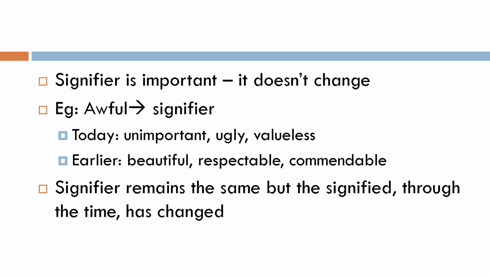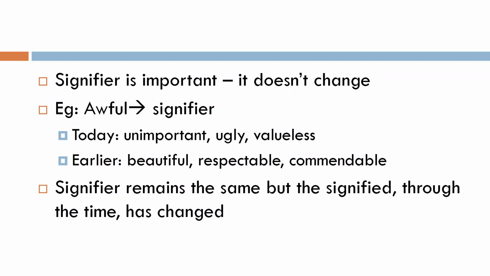So according to Saussure, the signifier is the most important thing because it does not change. The signifier does not change. But the signified, you see, changes according to the people. I can give you another example, that is awful. Awful is a signifier. It's a word. So in today's world, what is meant by awful? Ugly, valueless, unimportant things, dreadful. That is what is meant by awful now. But earlier, you see, awful meant beautiful, respectable, commendable.